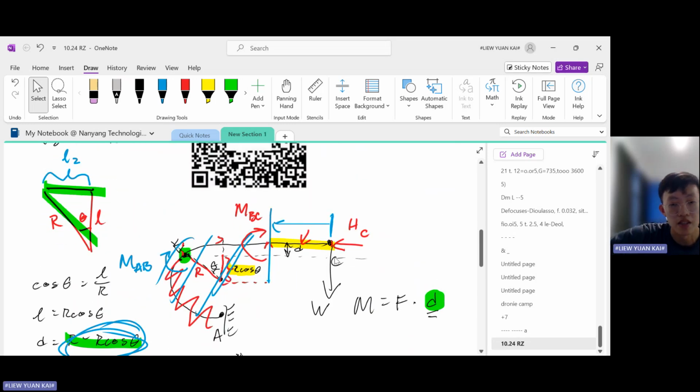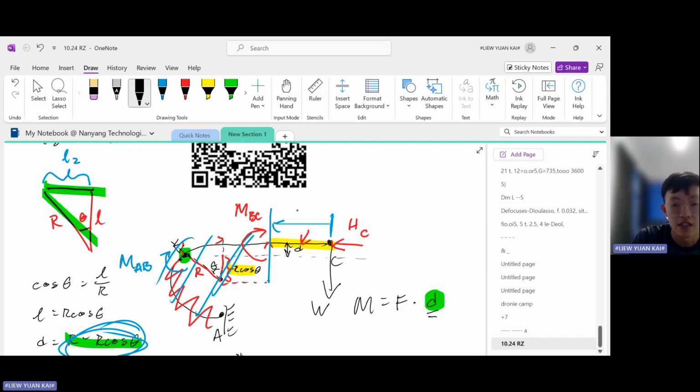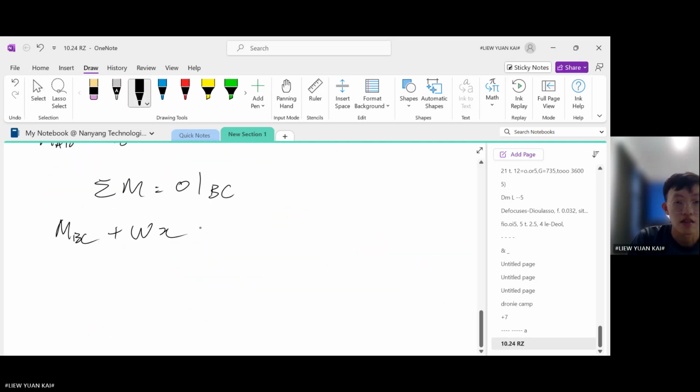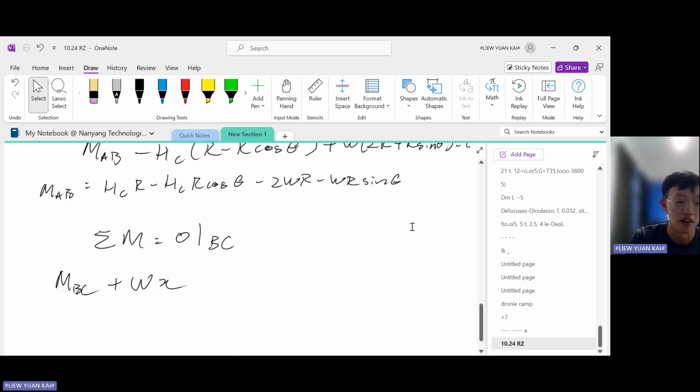W, right? W will cause a clockwise moment. So clockwise is positive. So plus W times what's the distance? The distance is X. So this distance is X. Then what about HC? HC acts through the pivot, so its distance from the pivot is 0. The moment arm is 0. So therefore it does not contribute any moment. Okay, so we make MBC the subject.